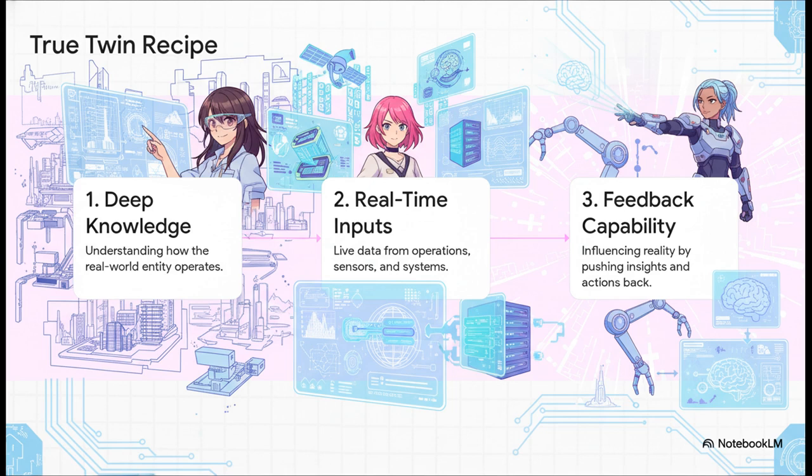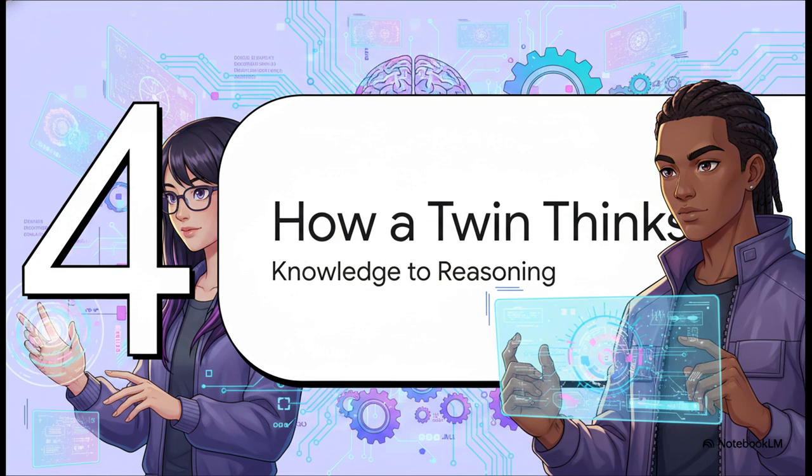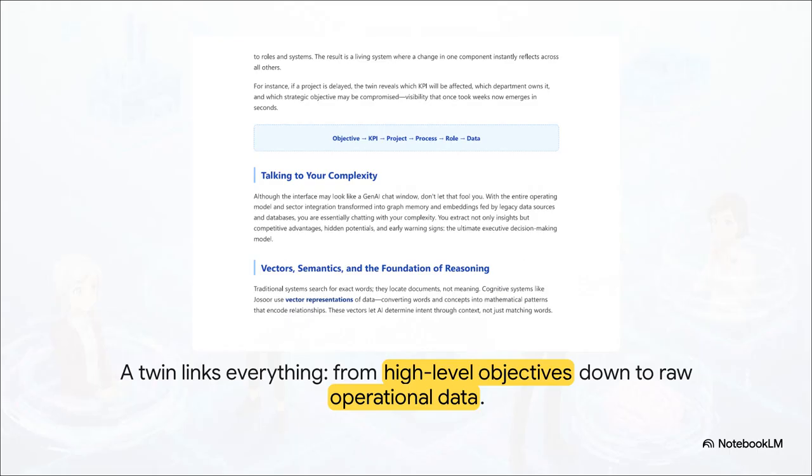It closes the loop. Okay, so we know what it is, we know what it's made of, but now we get to the really fascinating part. How does a digital twin actually think? How does it go from just a flood of raw data to providing real, actionable reasoning? This image right here, it illustrates that thinking process perfectly. Check out that chain in the middle. Objective links to KPI, which links to a project, a process, a role, and all the way down to the raw data. Everything is connected.